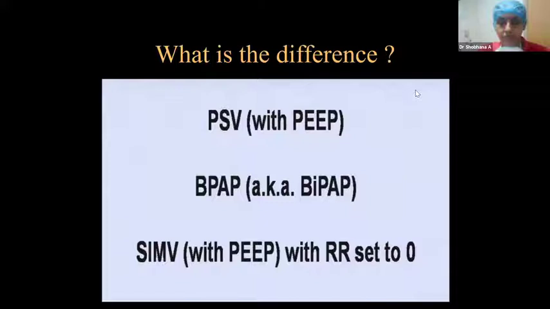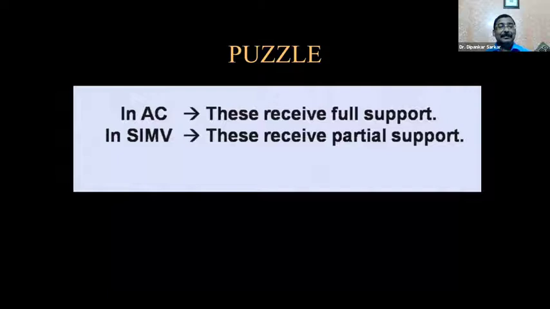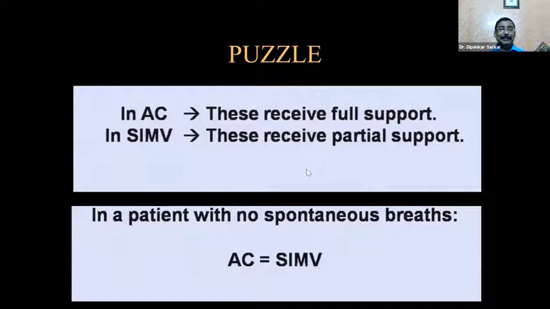Pressure support ventilation with PIP is the same as BiPAP, what we commonly call bilevel positive airway pressure, and SIMV with PIP with respiratory rate set to zero is equivalent to the same. So there is no difference here. In SIMV there is full support and partial support. In a patient with no spontaneous breath, CMV and SIMV are the same. If the patient does not have any spontaneous effort, CMV and SIMV are the same.